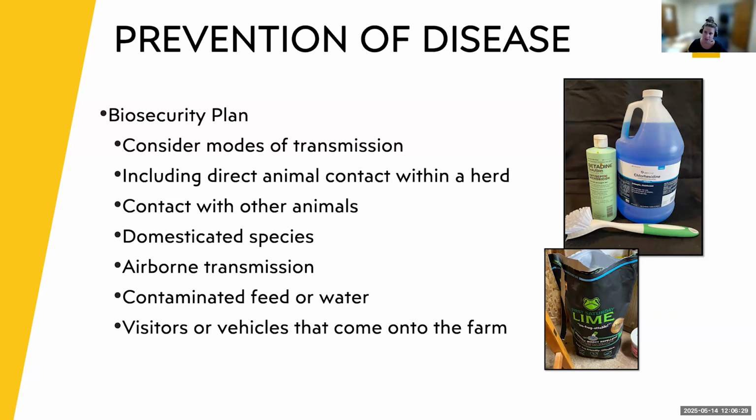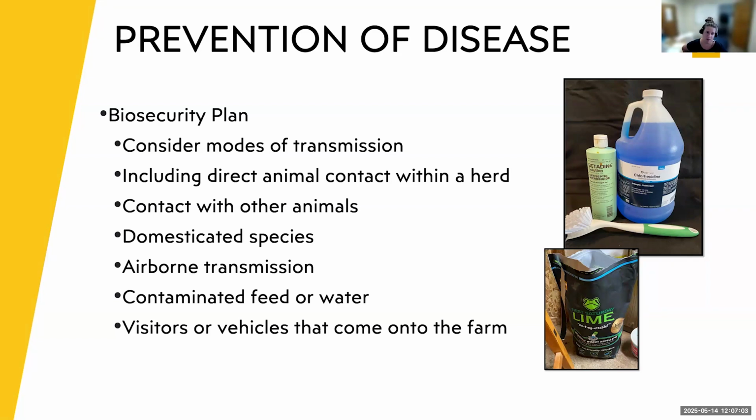A lot of modes of transmission for these are through either feces or oral secretions. Feces get spread throughout pastures, obviously, but also in concentrated feeding areas where they're laying down, so they can come in contact with feces that way as well. And then including direct animal contact within the herd. Animals rub, they fight, they play. So they're always constantly touching each other and can contract disease that way, as well as other domesticated species.